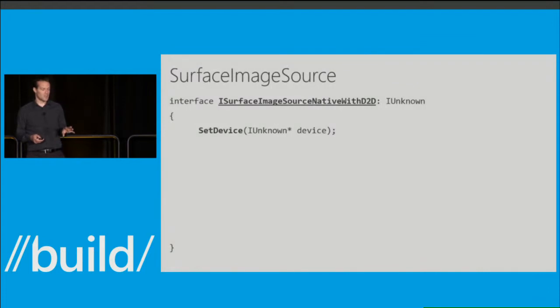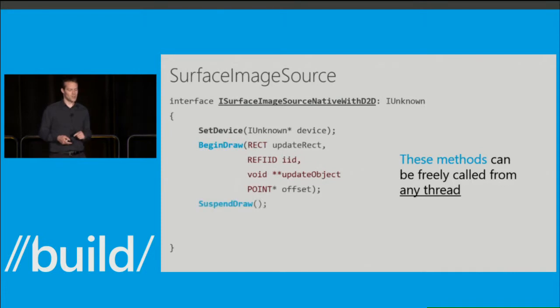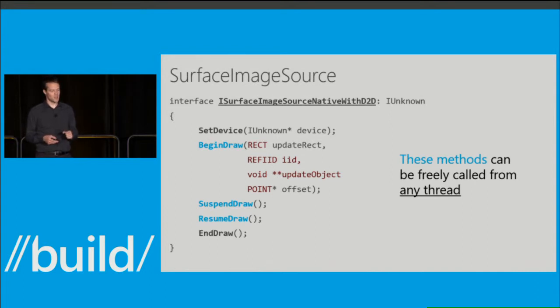So we enable this on the same interface. There's actually no new APIs for this, but the ISurfaceImageSourceNativeWithD2D has the BeginDraw, SuspendDraw, and ResumeDraw APIs that can be called from any thread, not just the UI thread. The EndDraw API still needs to be called from the UI thread, and the reason for that is that we need a way to synchronize the content updates in XAML, so that if you wanted to update a number of surface image sources with the content from the rest of the XAML tree, you can still do that by calling EndDraw and making those updates in the same UI thread callback block.